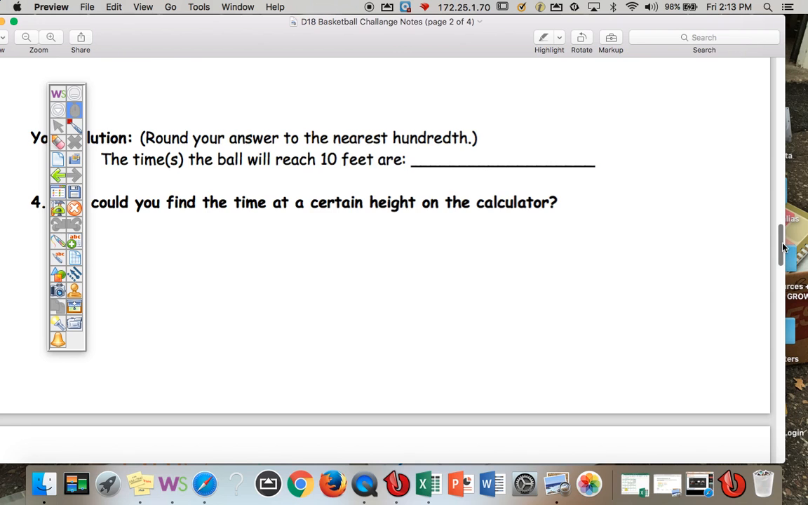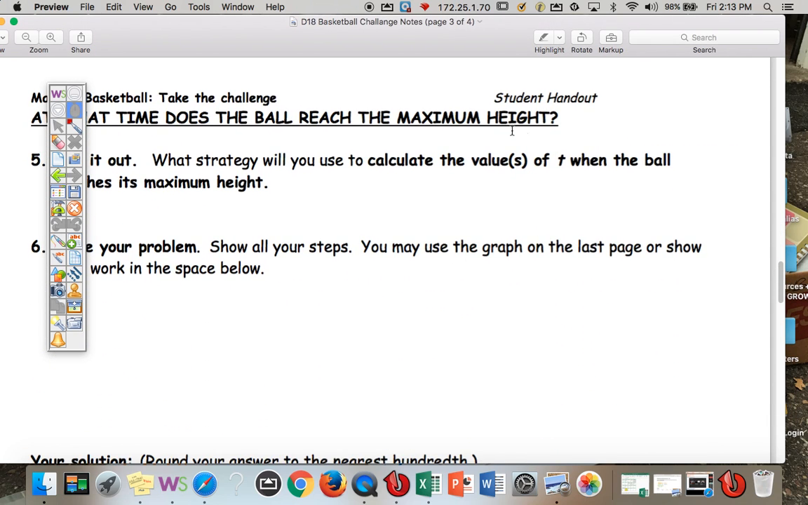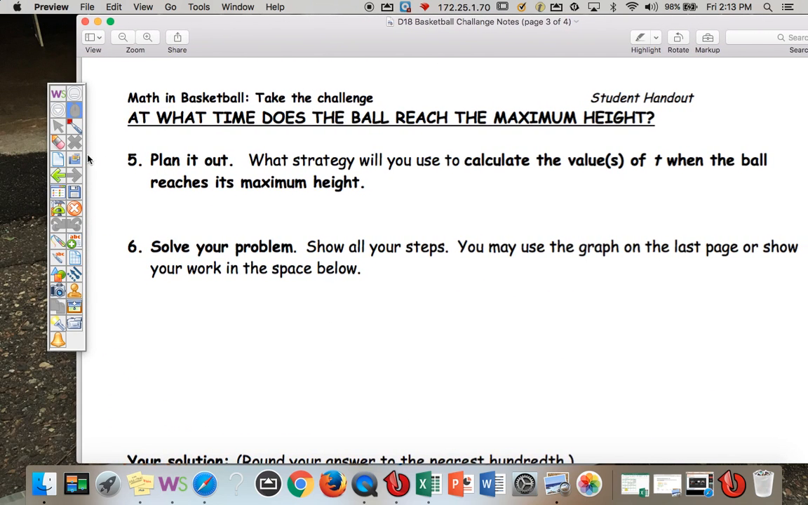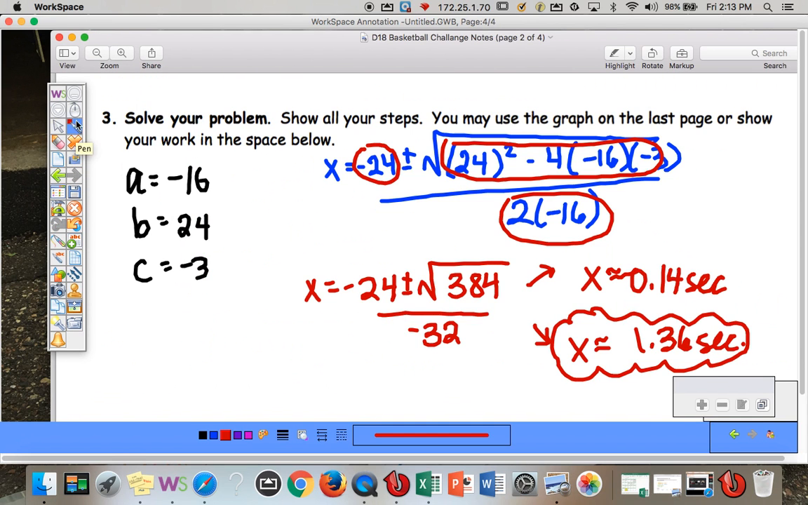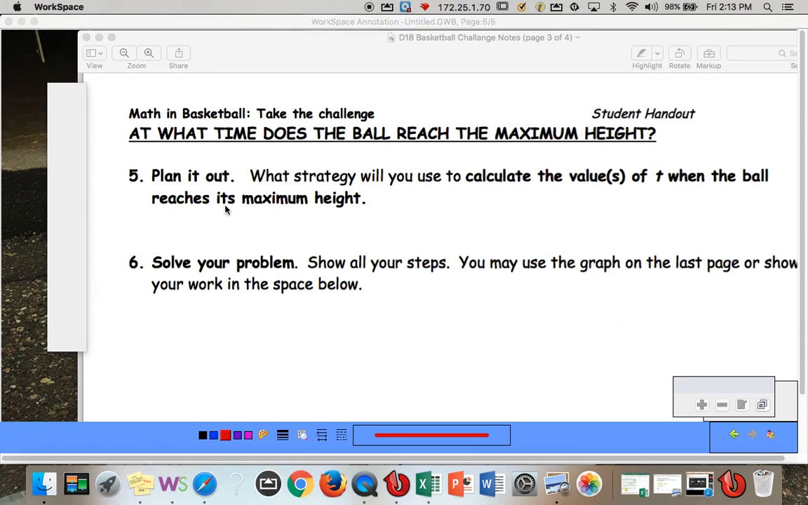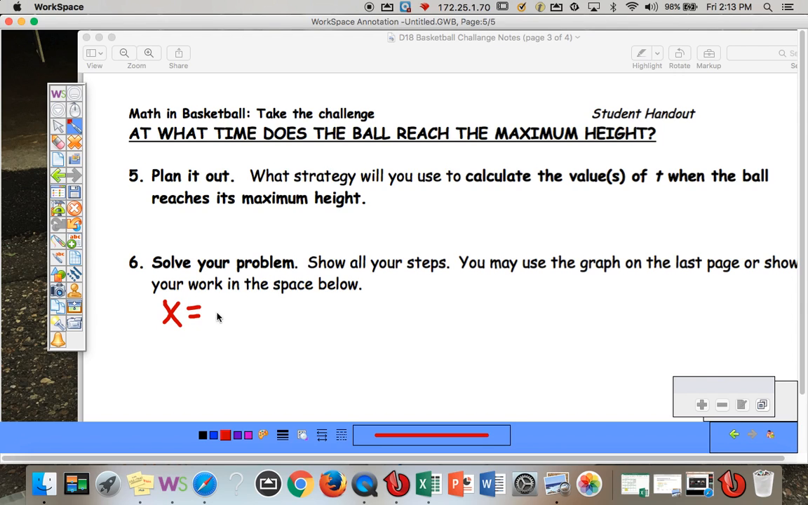So the next type of question is, at what time does the ball reach its maximum height? Again, if we go back to our picture right here, what time does it reach its max height? Its max height is the vertex, and the time that it takes to reach that vertex is the x value. If you remember, there's a few ways to find the vertex, but we can do x equals opposite b over 2a.